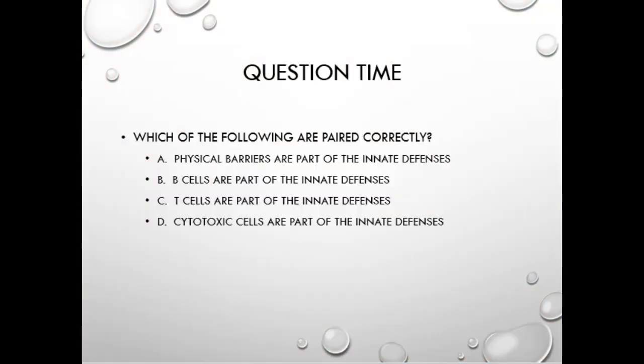It's that time. Which of the following are paired correctly? Physical barriers are part of the innate defenses. B cells are part of the innate defenses. T cells are part of the innate defenses. Cytotoxic cells are part of the innate defenses. Which one do you think it is? All right, moving on.